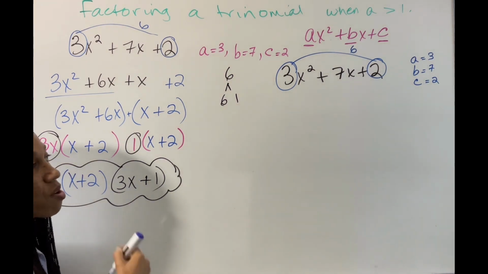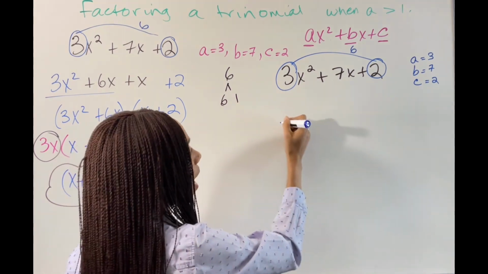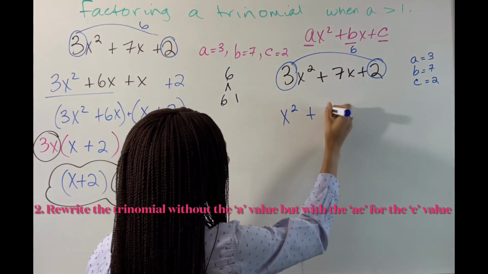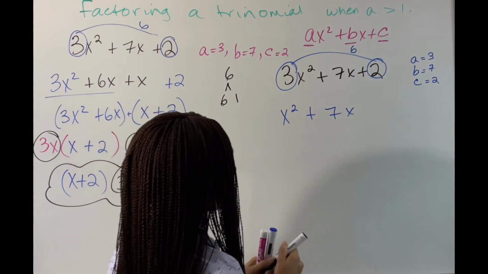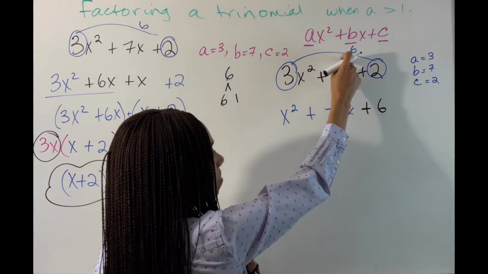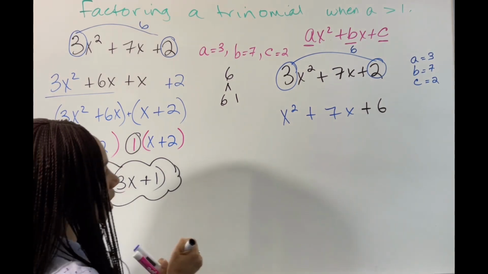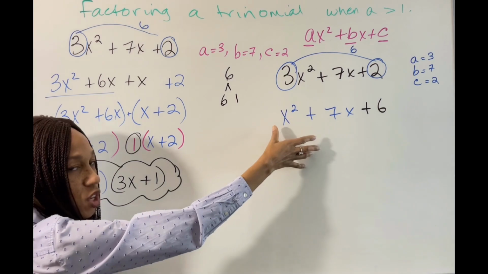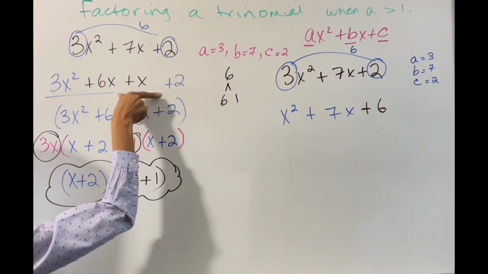So I'm going to rewrite everything now without the a term. I'm going to rewrite it as x squared plus 7x. And now I'm going to put that plus 6 here. That is coming from that 6 up there. So you notice here, there is a difference off the top. With this example, you first notice that there's a difference with this method in the second line.